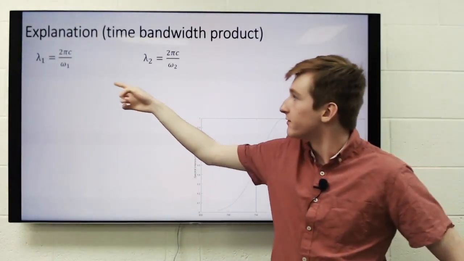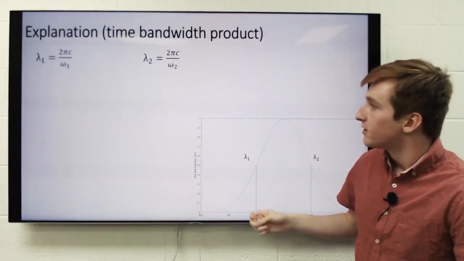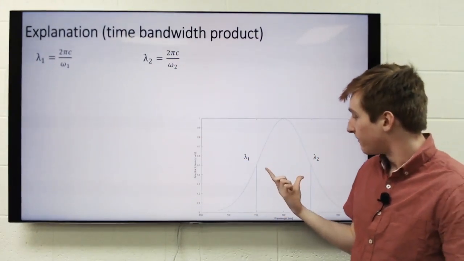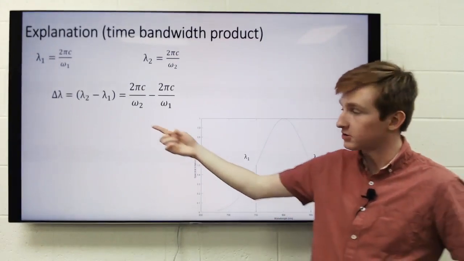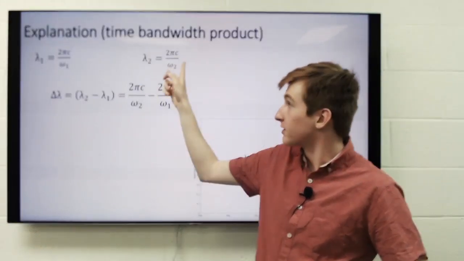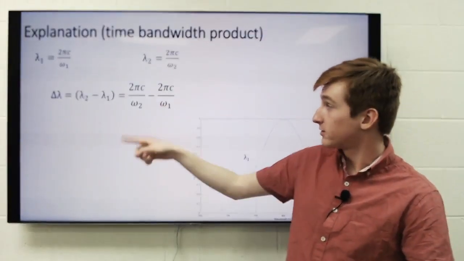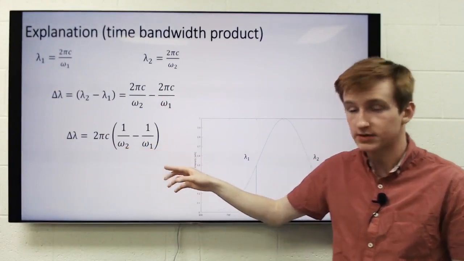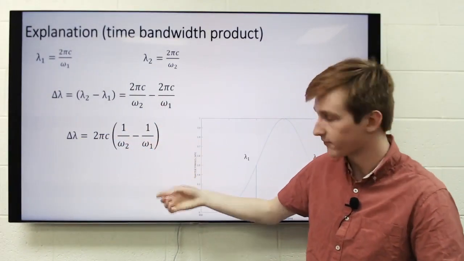That's just easy conversions over to angular frequency. And lambda 2, same thing. So then we can represent this bandwidth, this full width half max, which is delta lambda, which is lambda 2 minus lambda 1. We can just plug these in, right? 2 pi c over omega 2, so on and so forth. Then we can factor out the 2 pi c to get this, right? So now the full width half max is equal to this in terms of angular frequency.